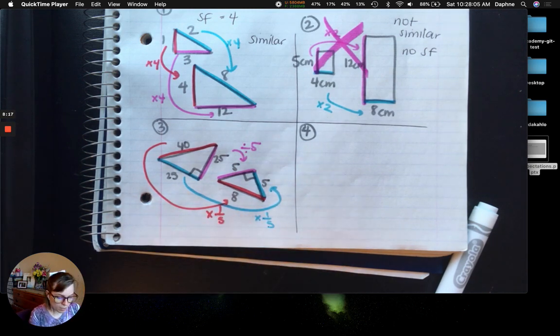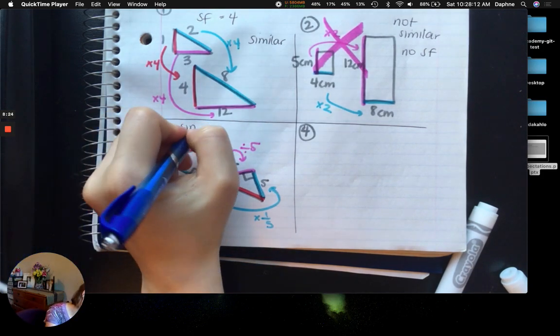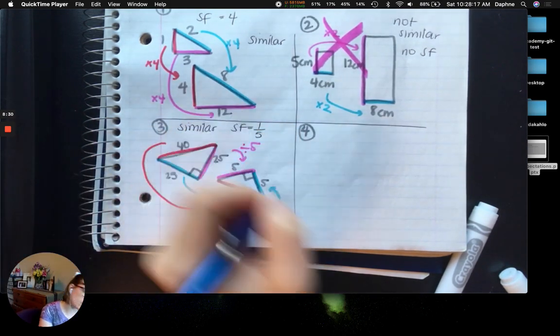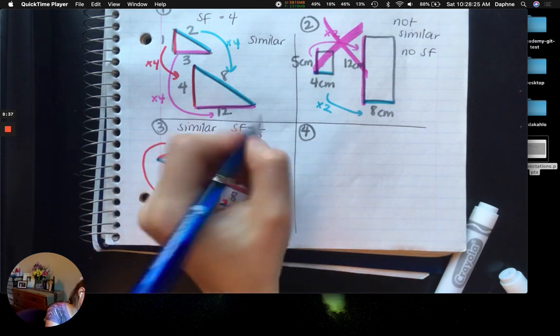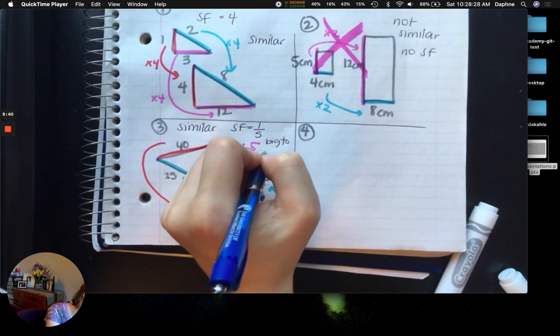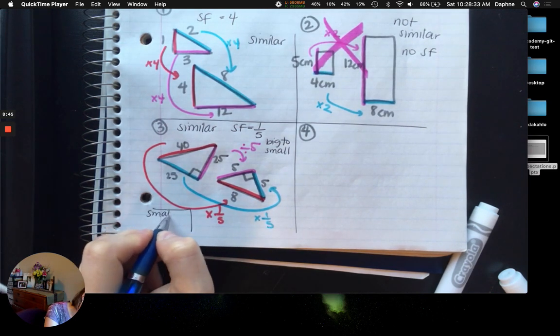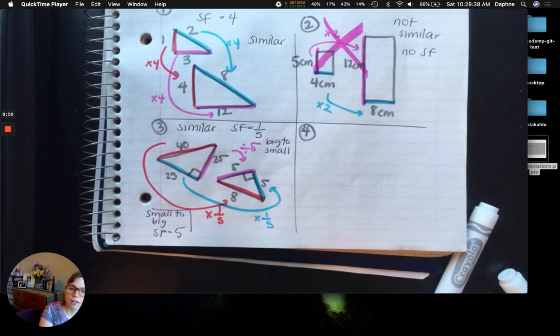Now, do all 3 pairs of corresponding sides have the same scale factor going from big to little? Yes. So I'm going to say they are similar figures, and we know the scale factor is 1/5. If I was going from small to big, my scale factor would be 5. So this is going from big to small. If I was going small to big, the scale factor would be 5. So just know that and keep that in the back of your head.